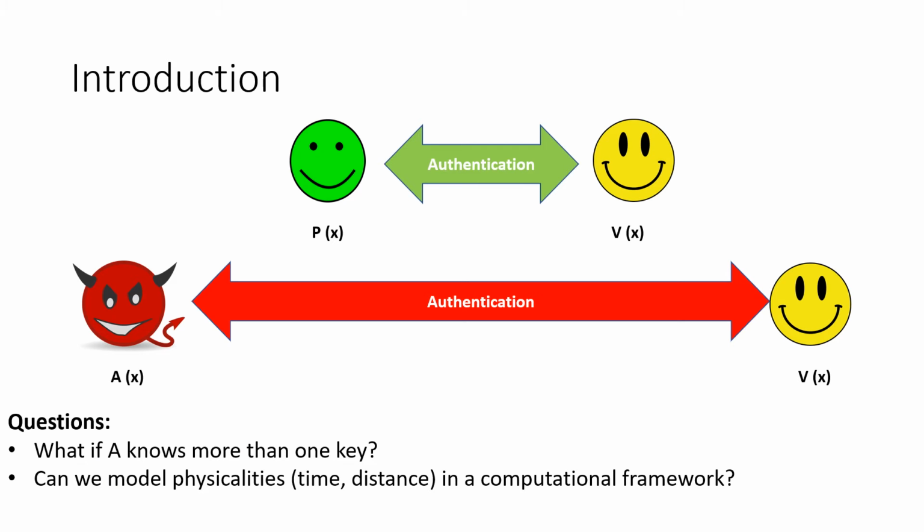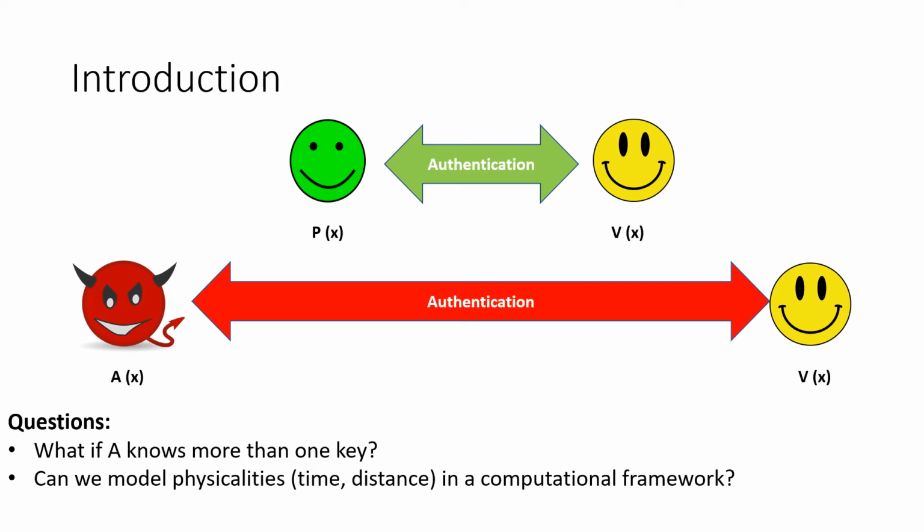This paper is about distance bounding protocols where a prover P authenticates to a verifier V on a shared key X. These protocols have an additional distance component such that if a prover tries to authenticate from a distance greater than a given bound, it will not be accepted.